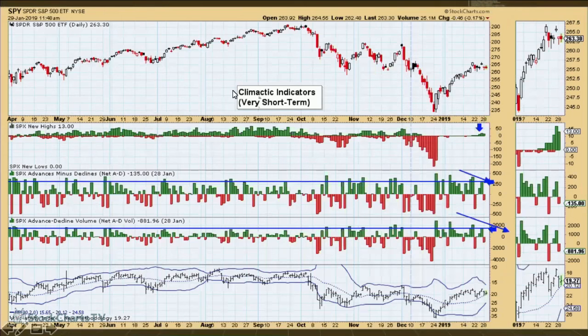Okay, so let's start with the top one here. New highs, new lows. In this case, there were only 13 new highs in the S&P 500 on that day. And then when we look at the advances minus declines, it's all the advancing issues minus all the declining issues. So if you get a negative number, that means more were declining than were advancing. And so we make a comparison of that. And I do also the one for volume, because you can do that as well to look at the breadth.